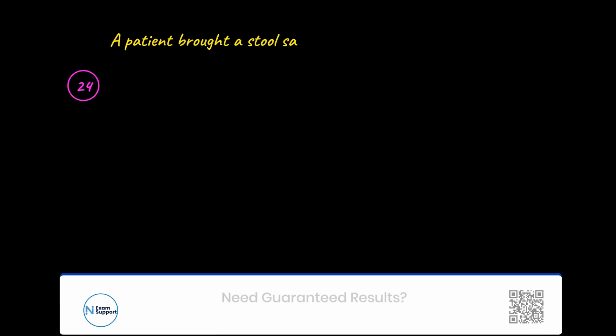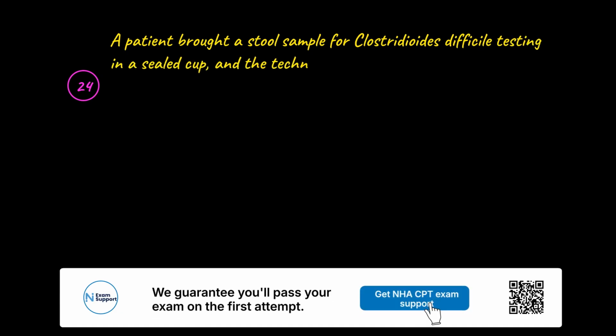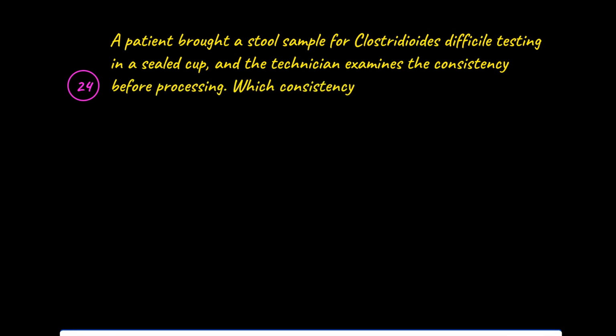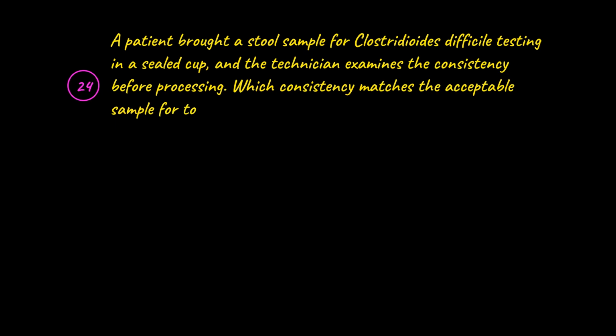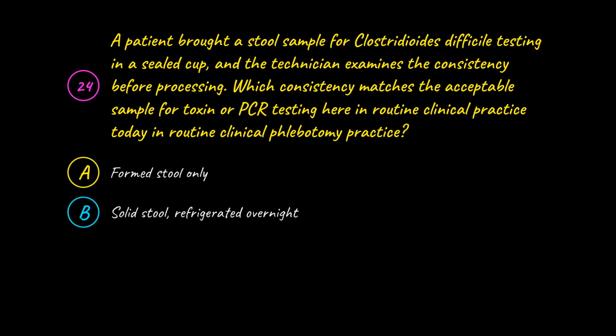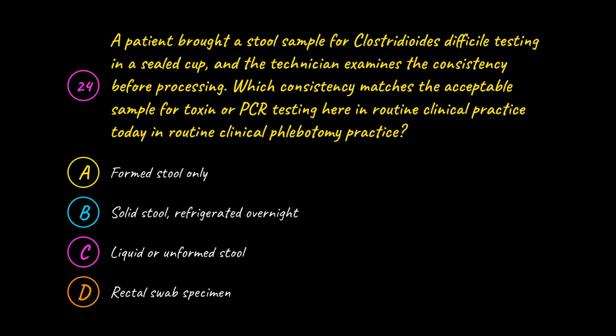Question 20. A patient brought a stool sample for Clostridioides difficile testing in a sealed cup, and the technician examines the consistency before processing. Which consistency matches the acceptable sample for toxin or PCR testing in routine clinical phlebotomy practice? Your options are A. Formed stool only, B. Solid stool refrigerated overnight, C. Liquid or unformed stool, D. Rectal swab specimen. Got a guess? Lock it in.